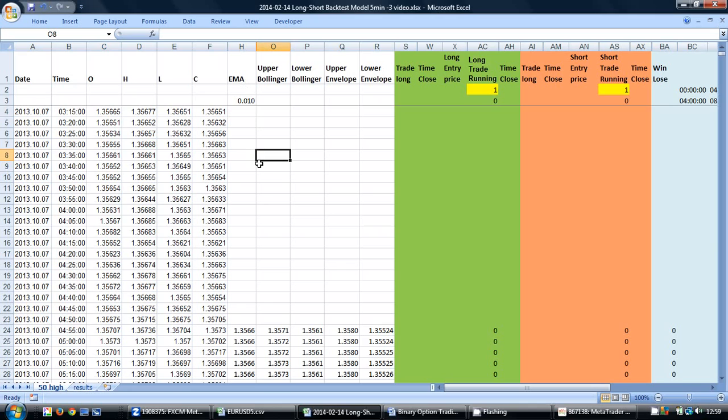Here I have our exponential moving average, which is set to 200. I have our upper and our lower Bollinger Bands, and I have our upper and lower envelopes.